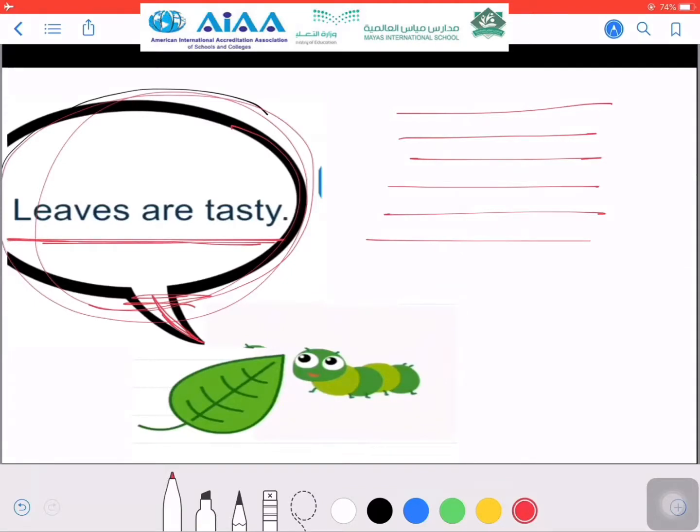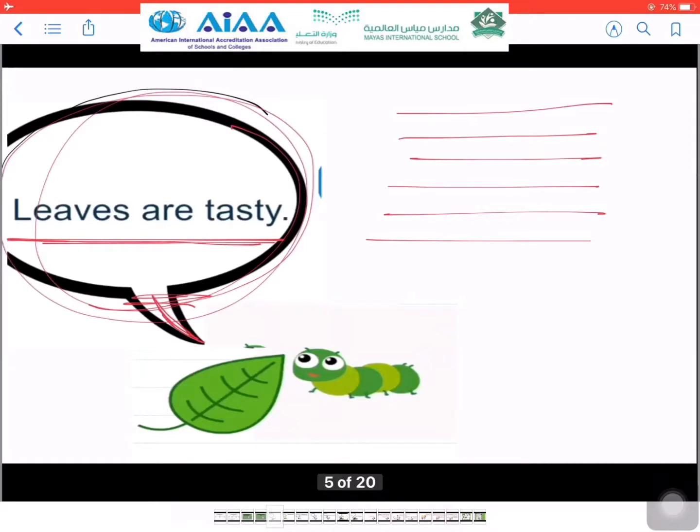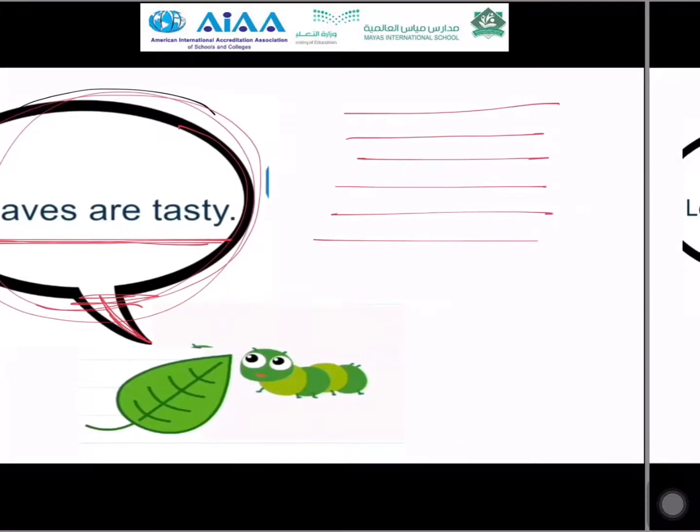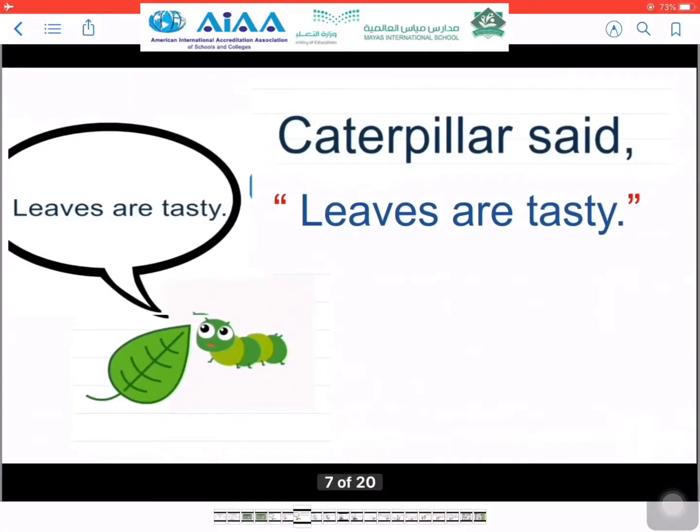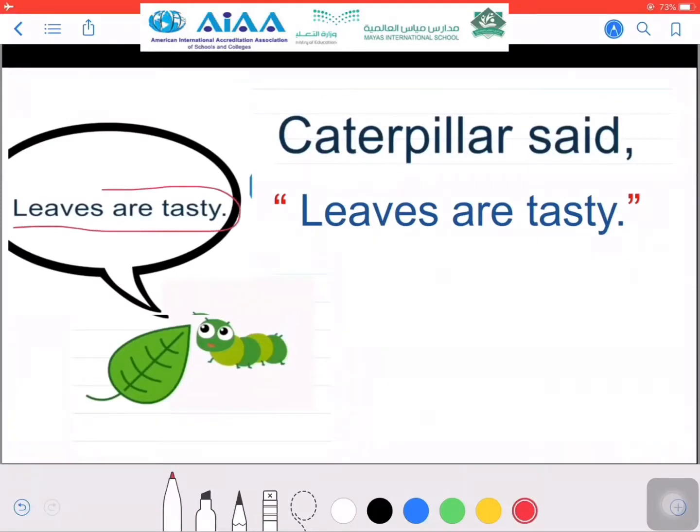Whatever the caterpillar said, we will write it as it is, inside the quotation marks, okay? So we write exactly what the character, the caterpillar, said. Here, first, we should write caterpillar said, so you tell me who said this sentence, who asked this question, who shouted, who called out, okay? Do not forget, we take the sentence as it is and put it inside quotation marks. As you can see, I have two at the beginning and two at the end.